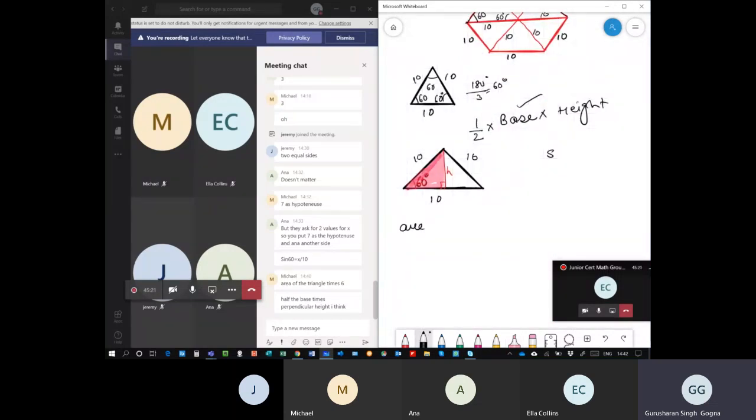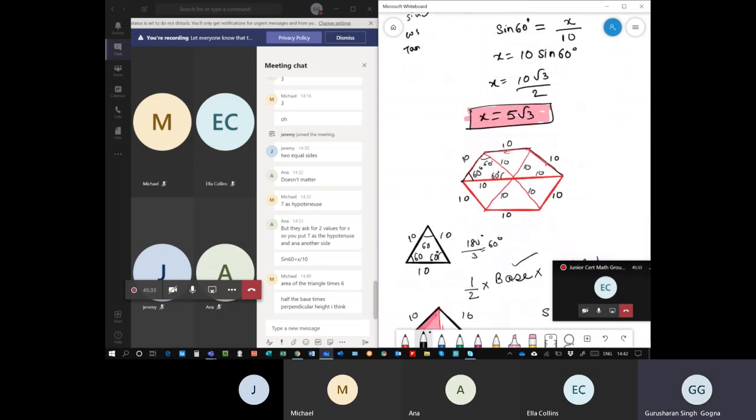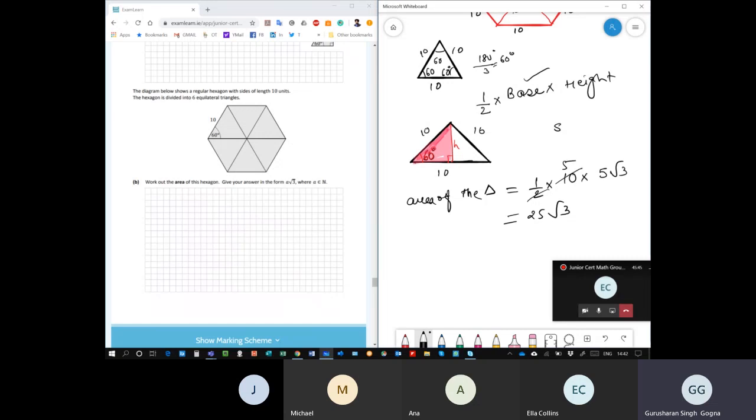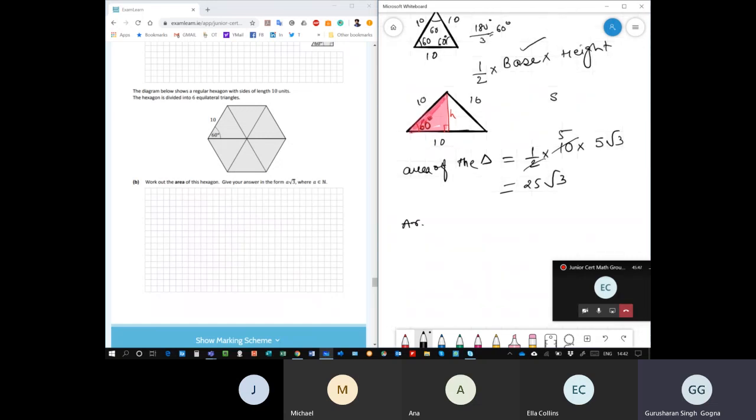So I'm writing again, area of the triangle is equal to half base, which is 10, and height is 5 root 3. 10 divided by 2 is 5, so 5 times 5 is 25. So 25 root 3 is the area of the triangle, and then area of the hexagon equals 6 multiplied by 25 root 3, and that will give you 150 root 3, isn't it?